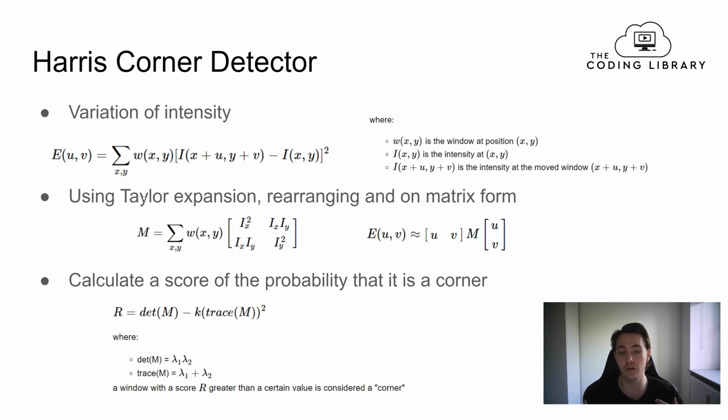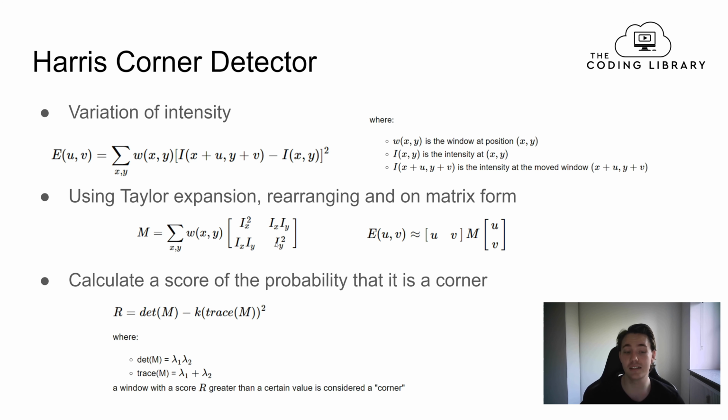We don't really want to specify what is going on here. We just need to know the intuitive idea. We're using Taylor expansion, rearranging some of the terms, and putting it on matrix form. So in this example, we have this M matrix, where we sum all of these things. This is just the formula up here on matrix form, where we use Taylor expansion to get this matrix.